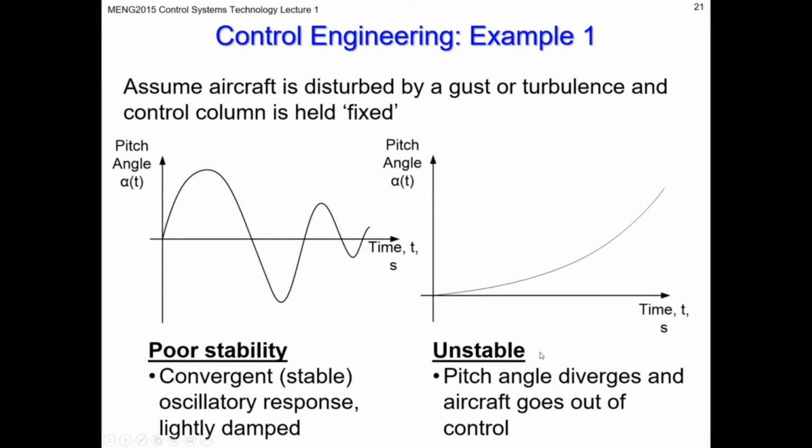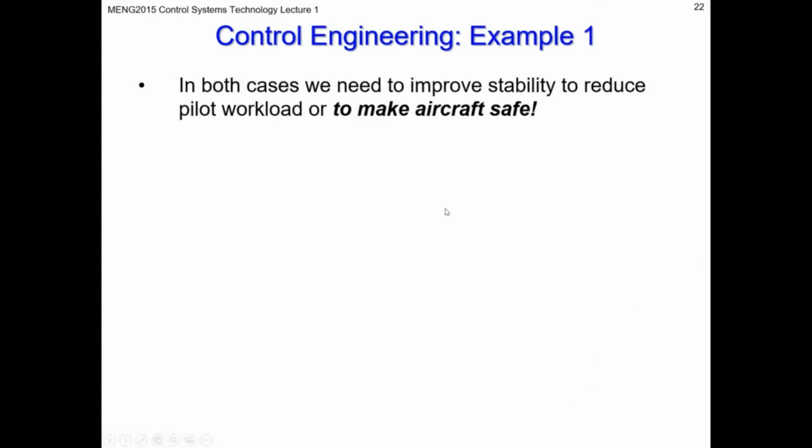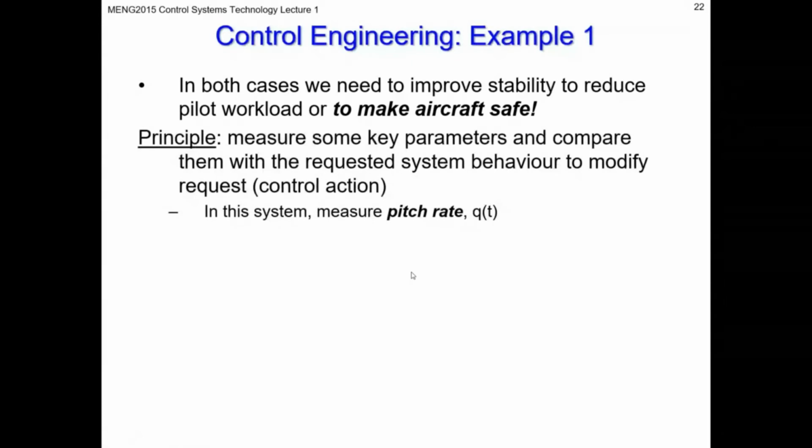If it was fully unstable, that means that when a disturbance acts on this system, it would actually cause it to have an increasing pitch angle as time goes on. This is kind of going out of control here, just flying out of control. So the pitch angle diverges and the aircraft goes out of control. So in both cases, we need to improve the stability and reduce the pilot workload to make the aircraft safe.